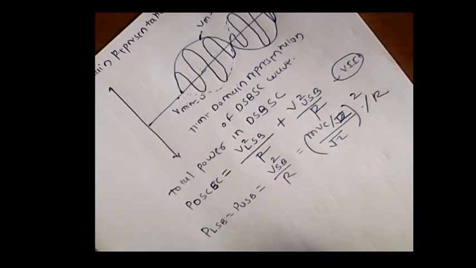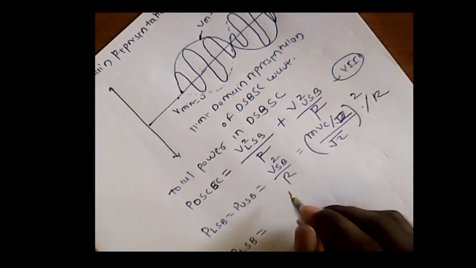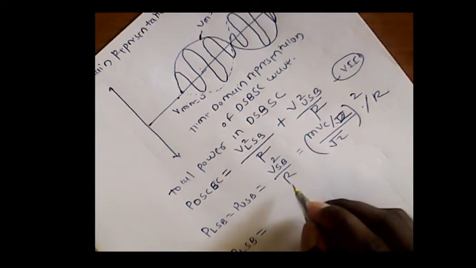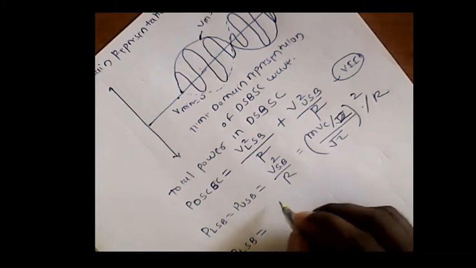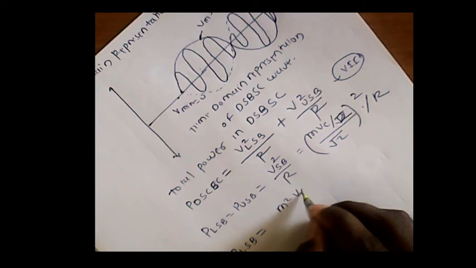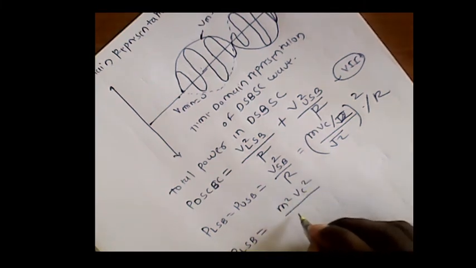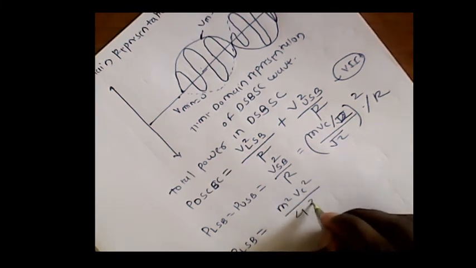So when we calculate the power of the lower sideband, it is mVc divided by 2, divided by root 2. So we get power as m square Vc square divided by 4 into 2R.